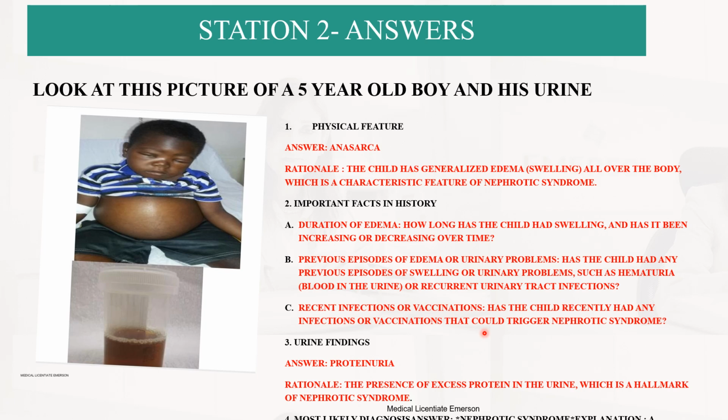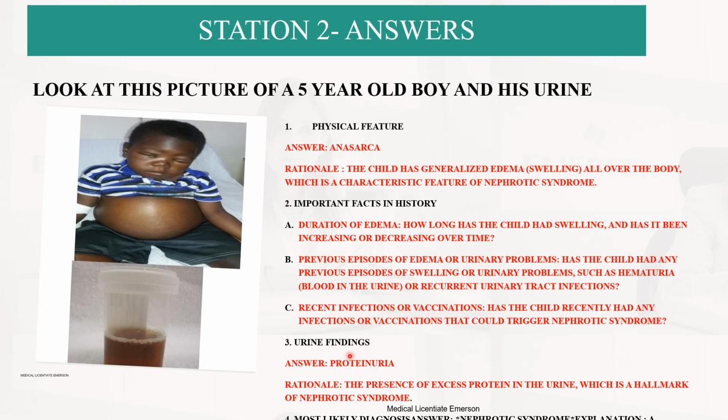But of course, when asking, you have to ask open questions. So let's ask for other things like immunization history. Of course, in this boy, I have to ask about immunization history. The reason why you're asking that is because we want to see if the child has been given any vaccine that can trigger nephrotic syndrome. I hope it's making sense.